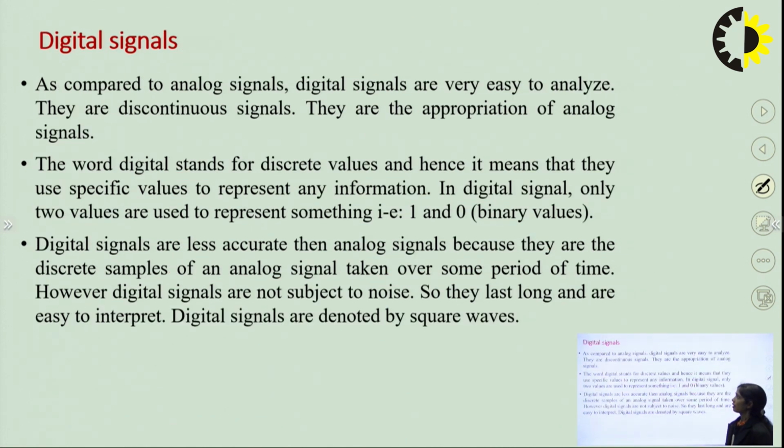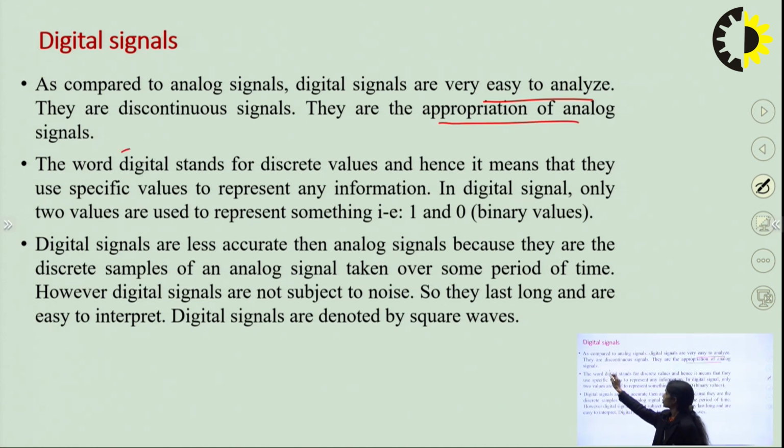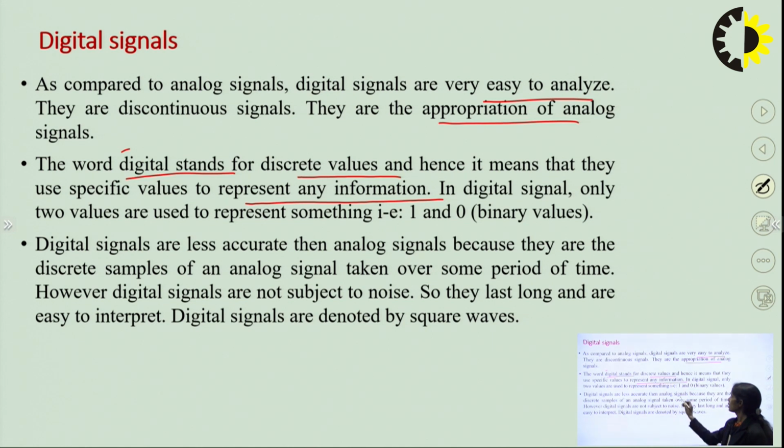Now if we compare it with digital signals, the digital signal is very easy to analyze because it is discrete in nature. It is in the form of ones and zeros. The word digital stands for discrete values. Hence, it can be used to represent any information in the form of ones and zeros, that is the binary values.